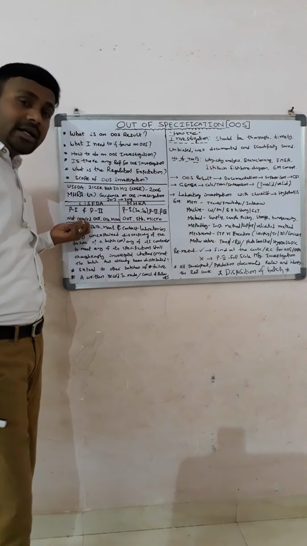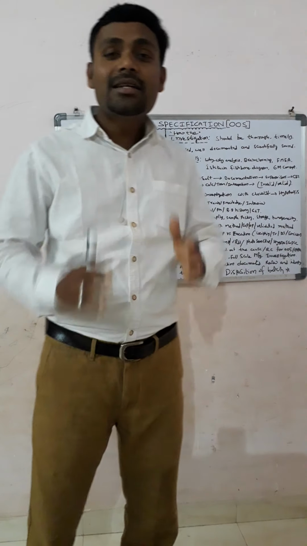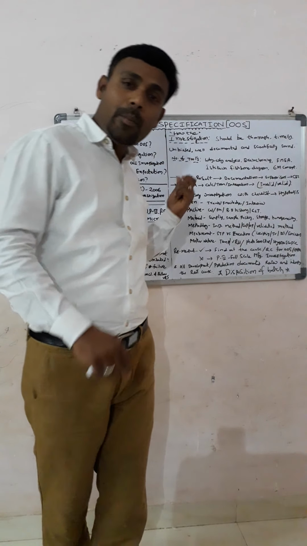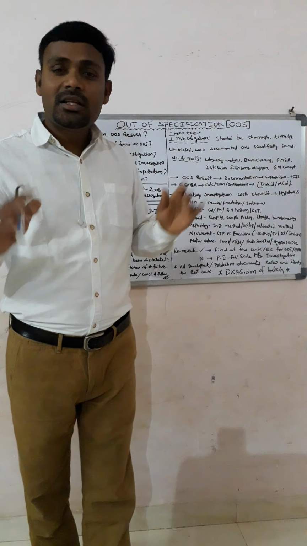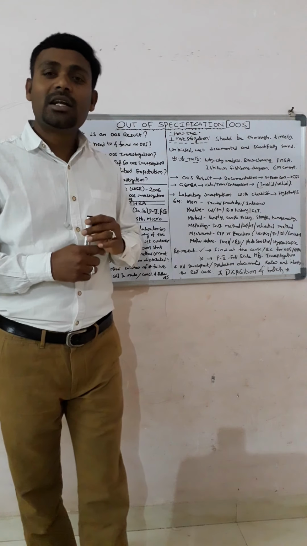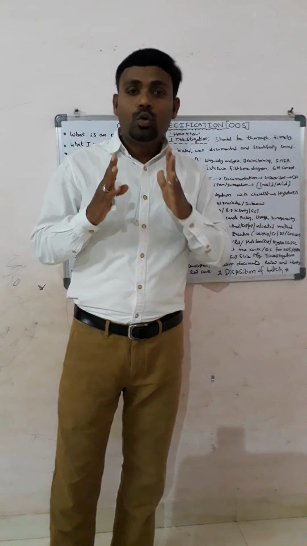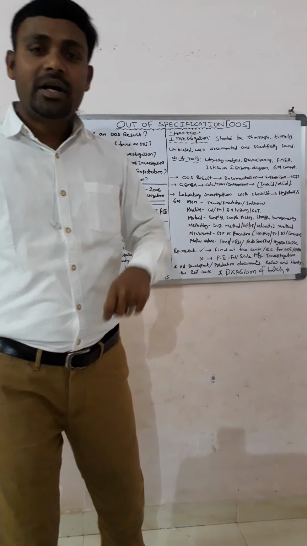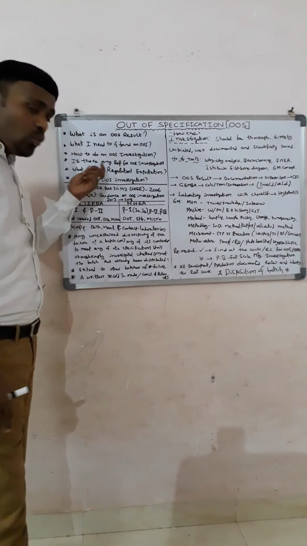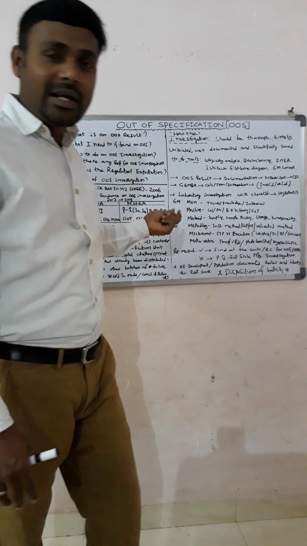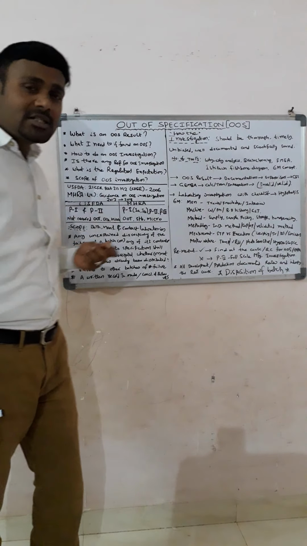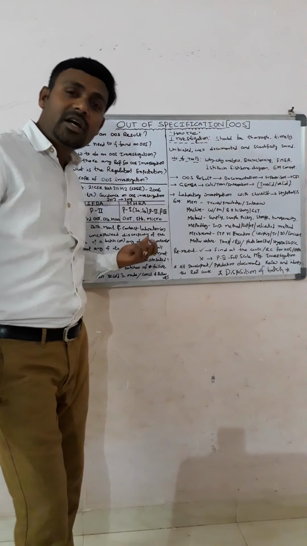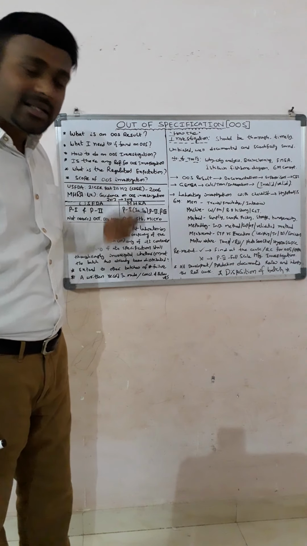In USFDA, the out of trend result investigation and the stability and microbial failure investigation are not covered, whereas in MHRA it is clearly mentioned in a separate section how to do an out of trend result investigation and how to investigate stability and microbial failures. And what is the scope of this guideline? The scope is that both the manufacturer as well as the contract laboratory have to do the investigation if they get an OOS result.